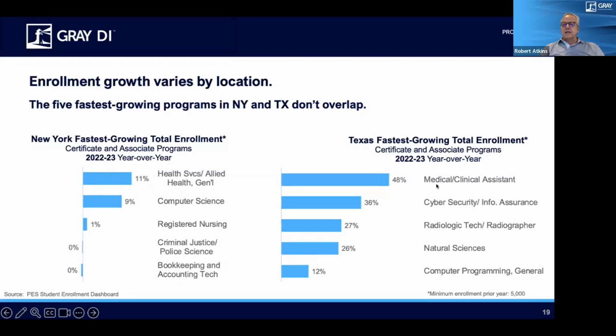Now look over on the right, and now we're looking at Texas. Now medical clinical assistant makes a list, which is not over here in the top five. Cybersecurity makes a list, but again, not in the top five over here. None of these, in fact, are in the top five in New York. We'd probably pick up a couple if we went to the top 10. But this is important because when we provide data to our clients, we provide it for their local market, typically their state and their region as well. But that local market is terribly important because they're all different.